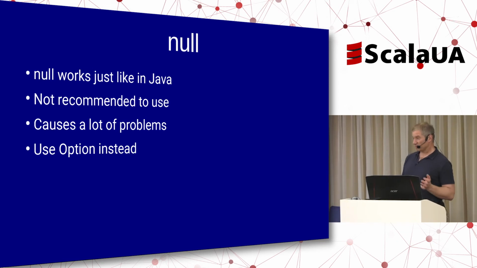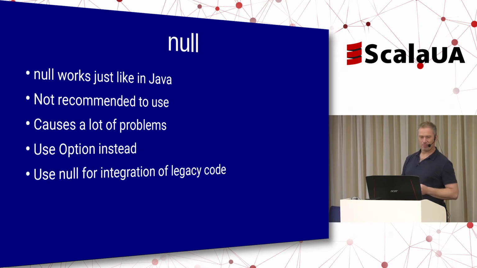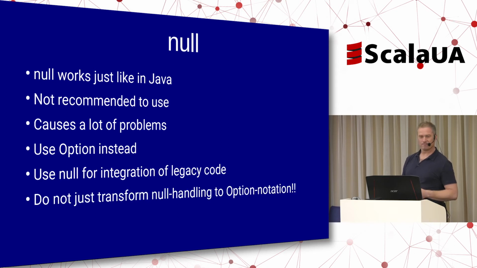We should use this option thing, and with option we can express basically the same things, but it's just cleaner and more controlled and more beautiful and more safe and everything, yeah? And of course we only need null when we integrate legacy code. We have some Java library and that doesn't know option. Okay.